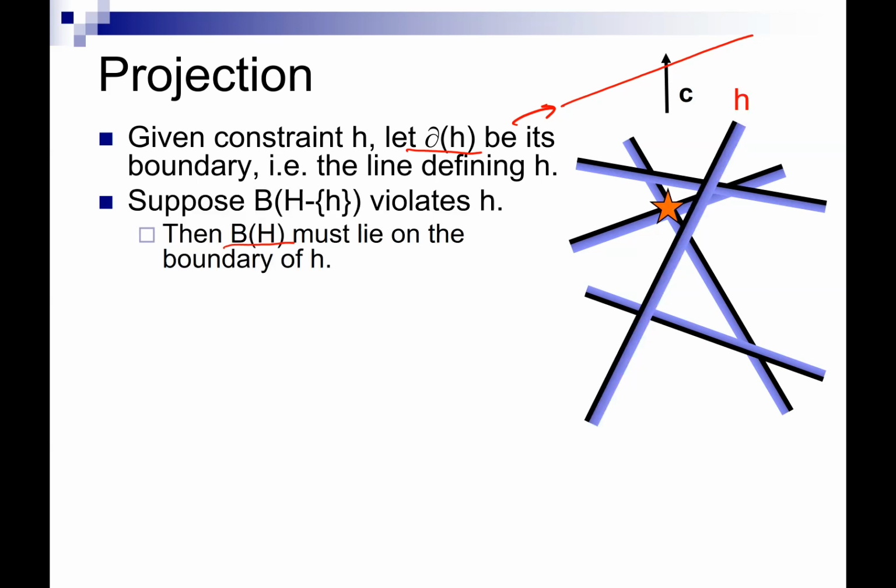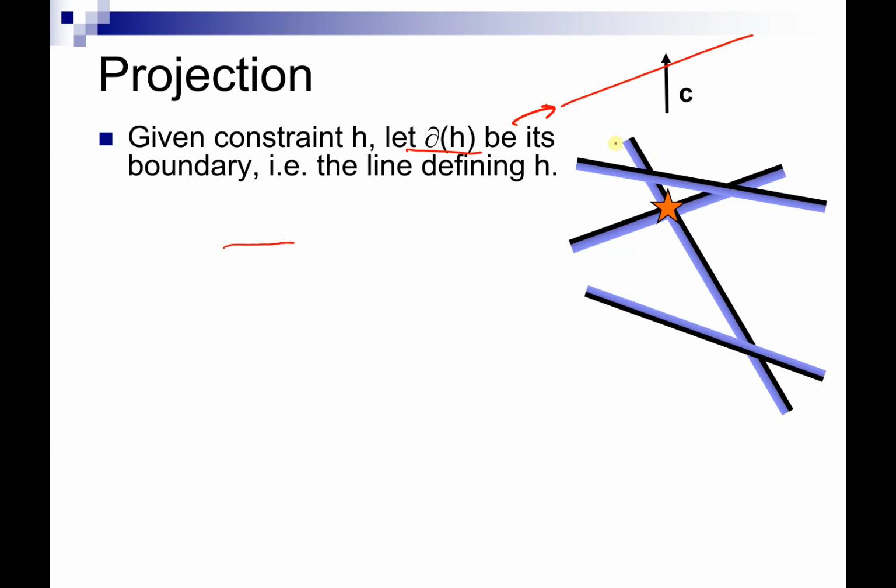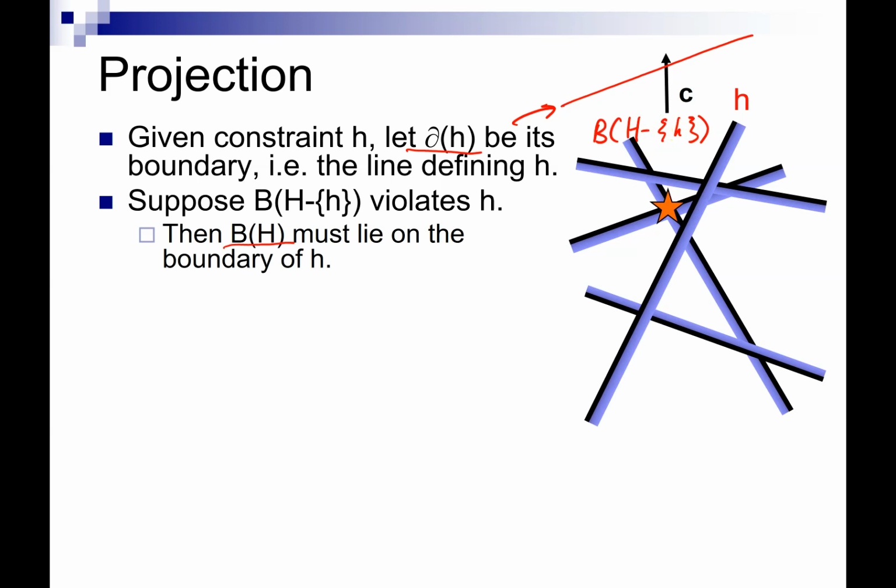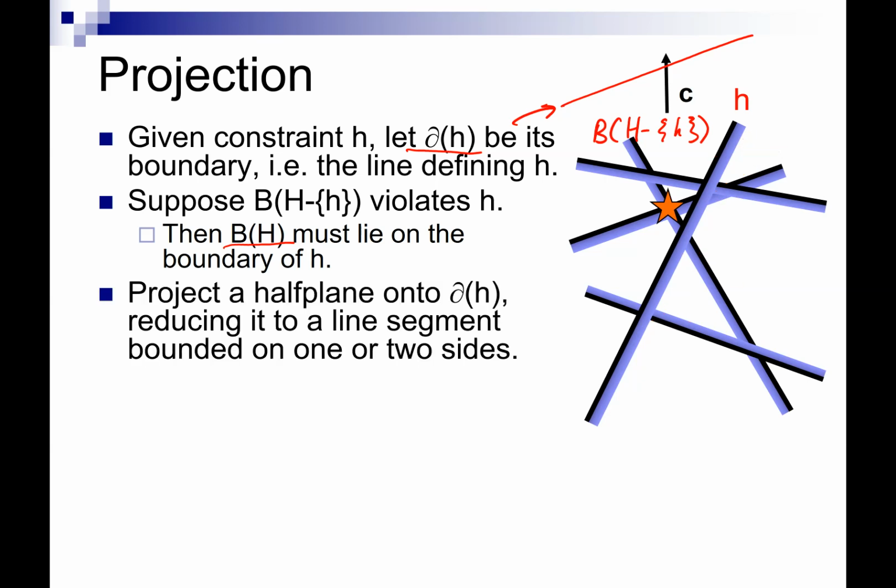However, if we add an additional constraint, this set of constraints here is b of h minus h, this red point over here. Now if we add another constraint, this little h over here, you see that this point is actually going to violate the new little h constraint, because little h says that we need to be on this side. But then what we know is that the optimum of b of h has to lie on this little h line.